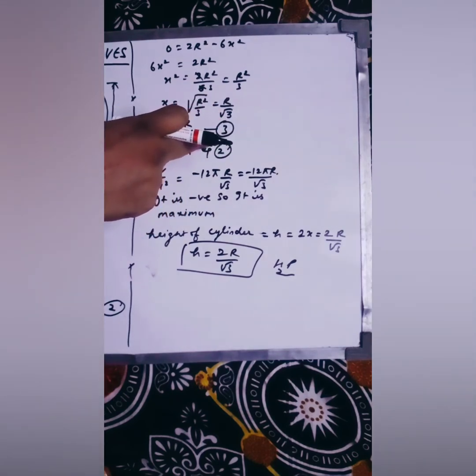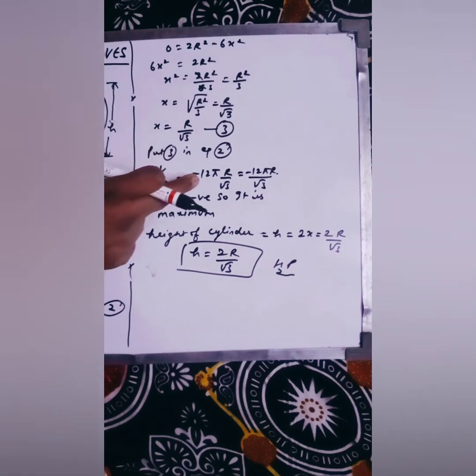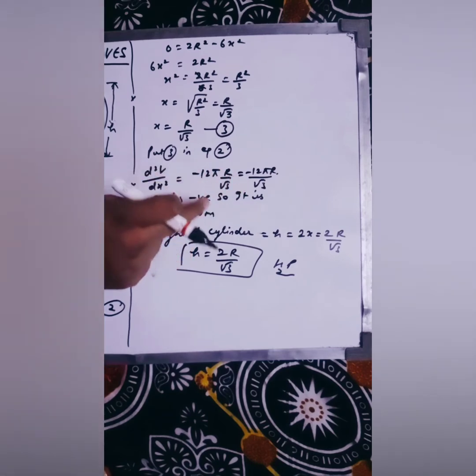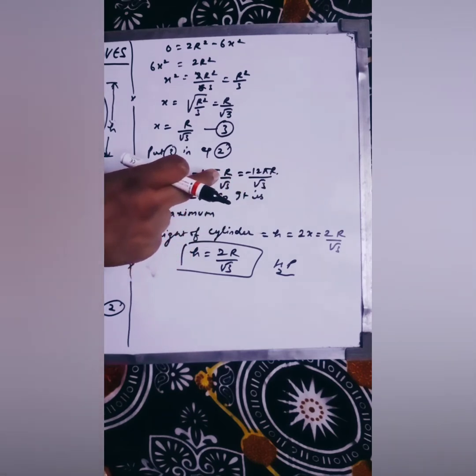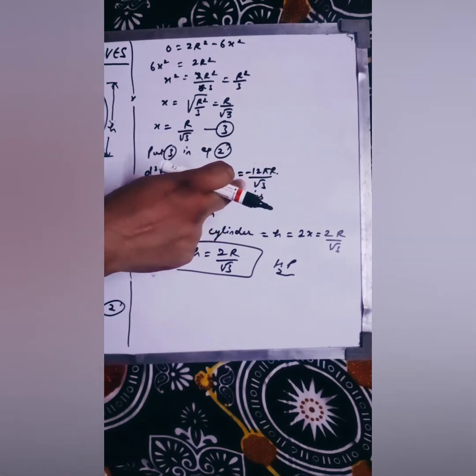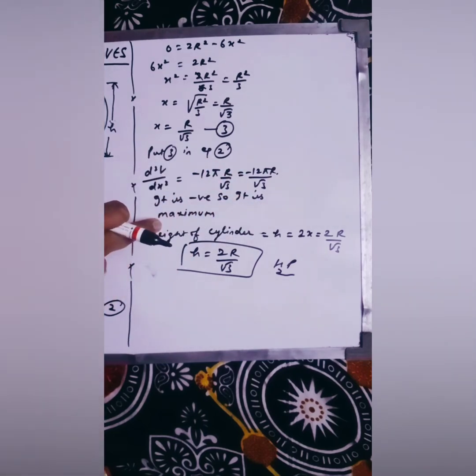Now we have to put this value of x in equation number 2. So when you will put this value in equation number 2, you will get minus 12 pi r by root 3, because at a place of x we are putting this value. As you can see here, it is coming negative. If your double derivative is coming negative, that means it is a maximum. So this is what we have to prove, volume must be maximum.